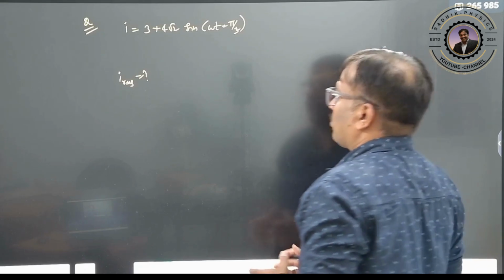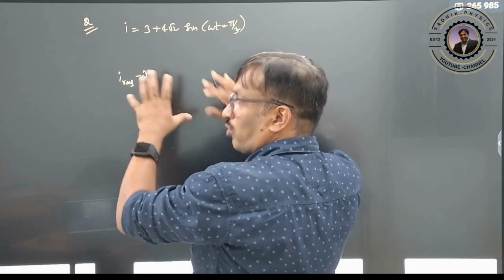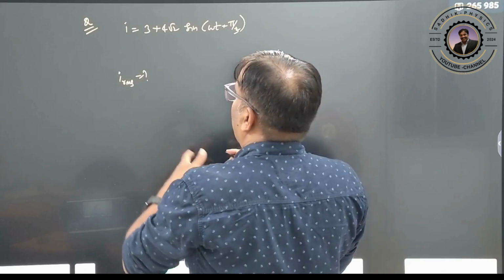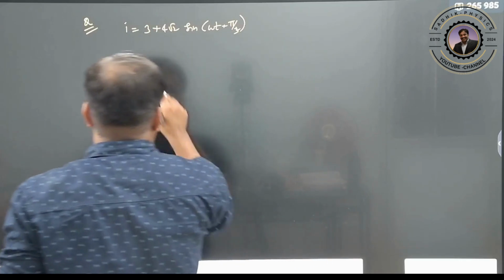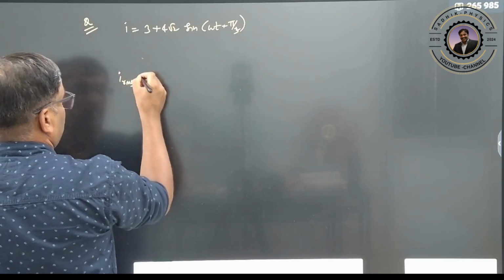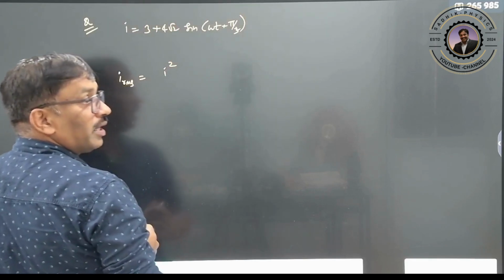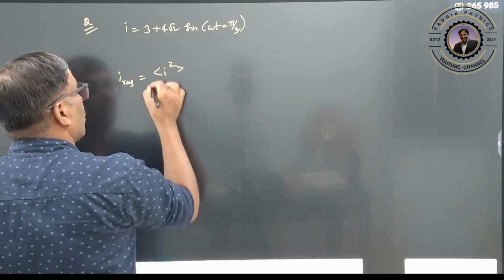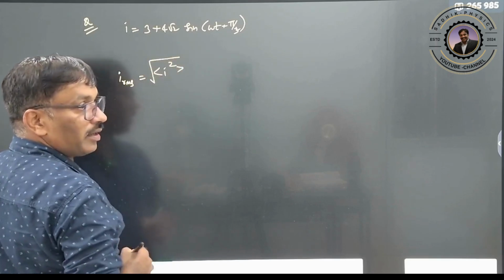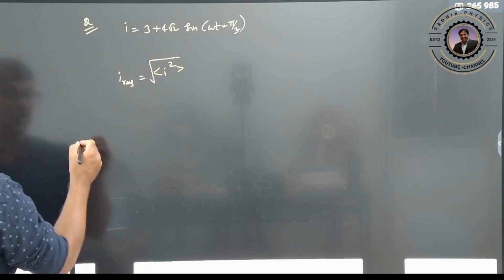What you have to do first of all is simple. You have to square it first. RMS means what? IRMS means what? So first you square it, then you take the average of this, then you apply the root. Clear? First squaring, then doing the average, then the root.